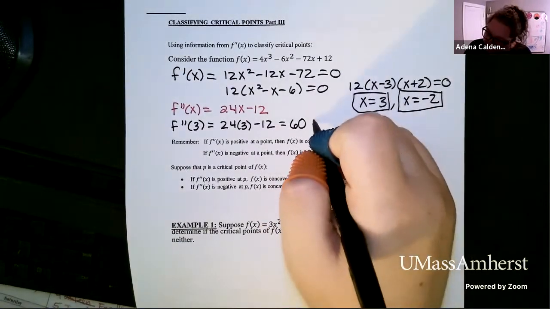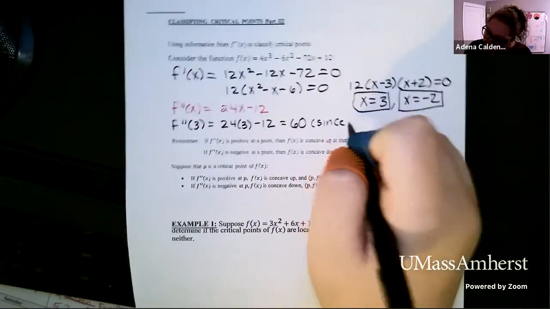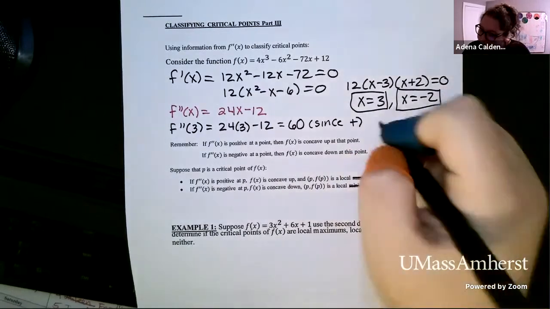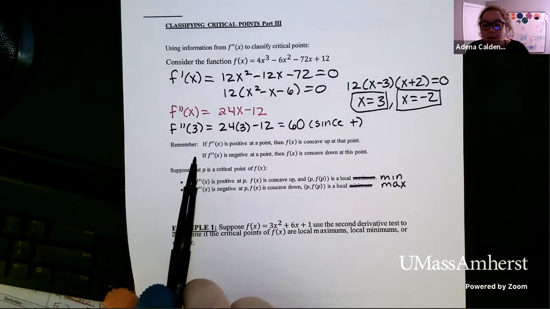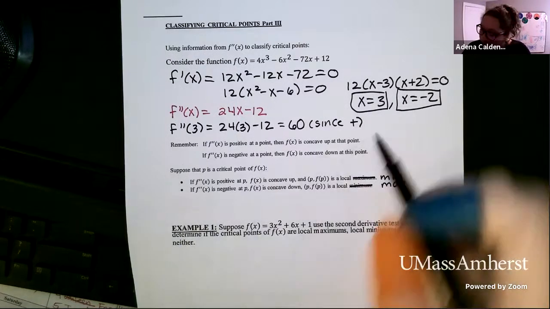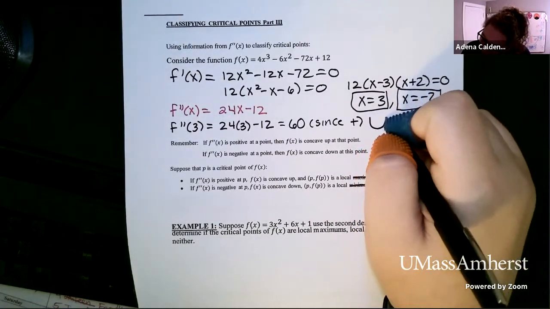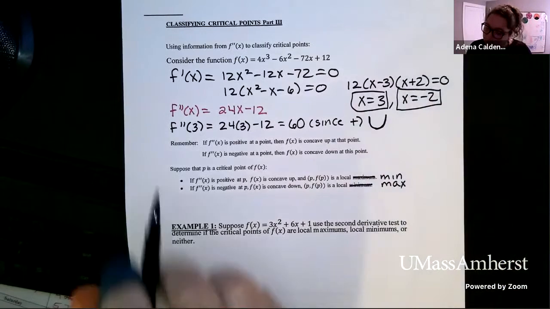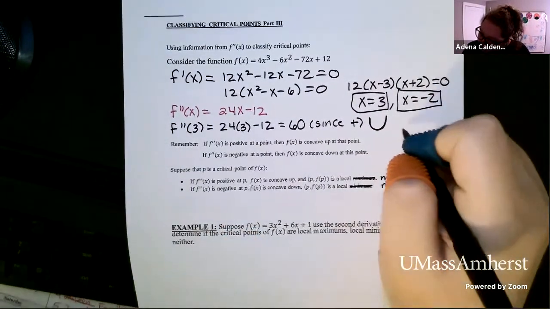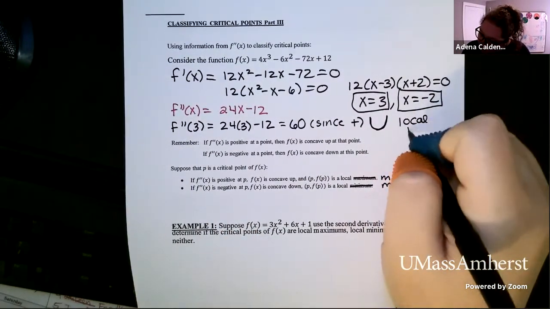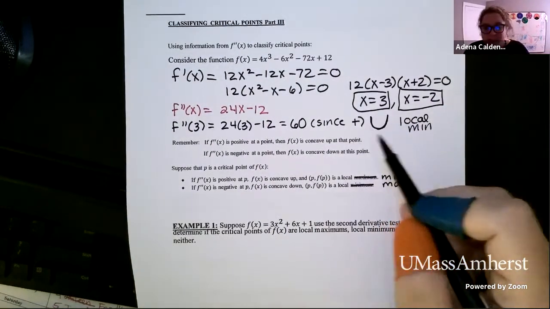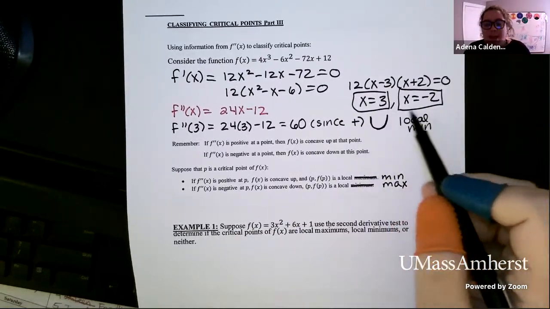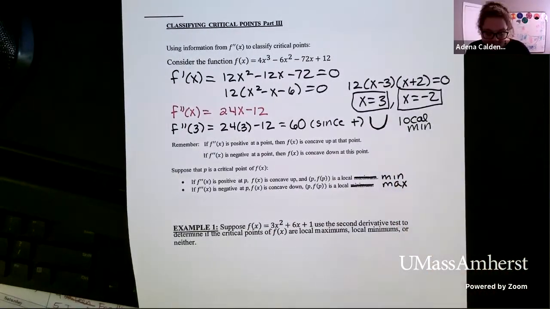So since this is positive, that tells us that the second derivative is concave up, right? So here we are concave up, which tells me that 3 is going to be a local minimum, right? Because we are concave up, we see that that's going to be a minimum. And again, this is a local minimum on the original function.